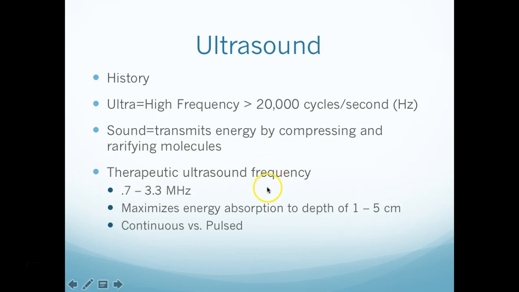The therapeutic ultrasound frequency that we use in our machines is 0.7 to 3.3 megahertz. So that's important for you to know and to know how to document that. The maximum energy absorption is at a depth of 1 to 5 centimeters, and that's based on the intensity of the settings, the parameters that you do, as to whether it goes more superficial versus deep. We talked about this a little bit with diathermy. It's very similar, except the ultrasound does a much smaller area, and it definitely goes deeper than that superficial hot pack. And so there are different parameters as to why we would use ultrasound versus a hot pack on somebody.